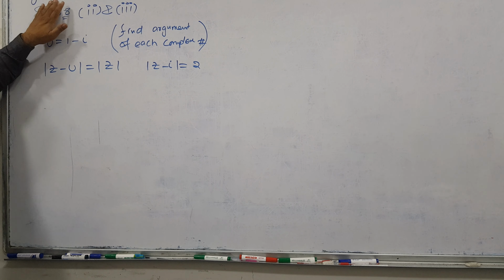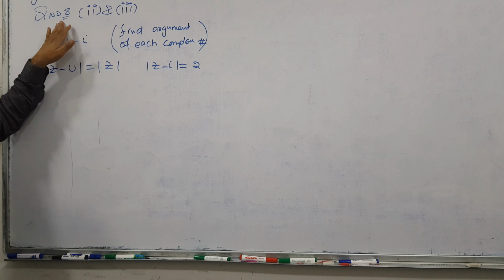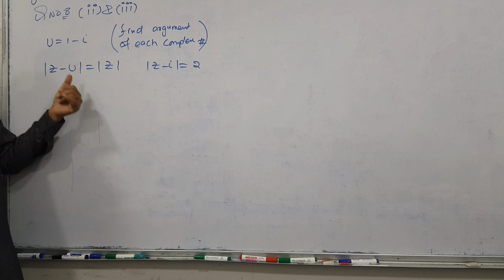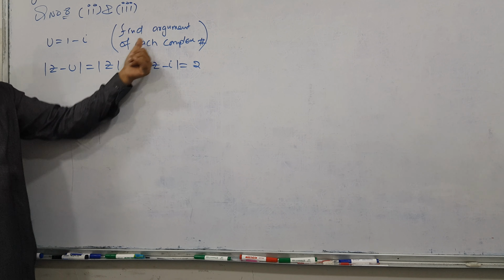Rahim, June 15, variant 33, question number 8. I'm doing the second part and third part only. So U is given; find the argument of each complex number.